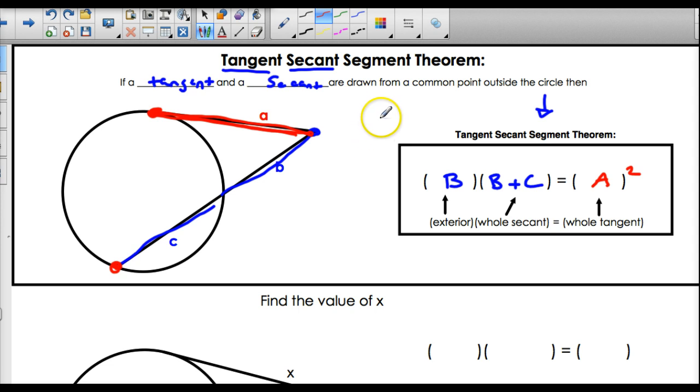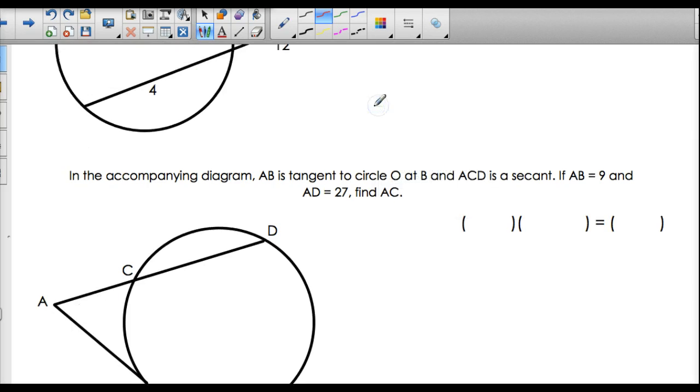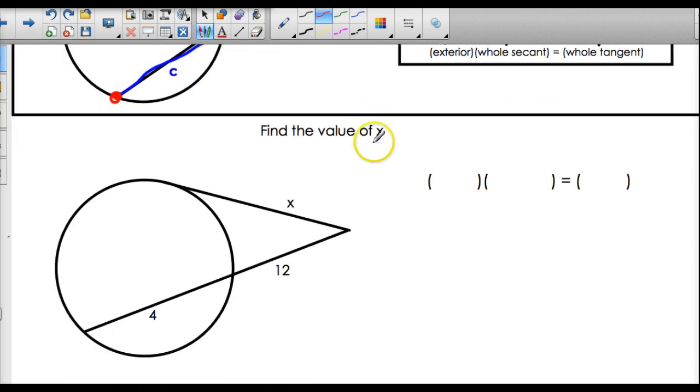So let's just get busy. In our first problem, we're going to solve for x. Find the value of x. Now x is our tangent, right? So we're going to put that here: x squared. Now we know our secant. We have our exterior part is 12. And the whole thing would be 12 plus 4.